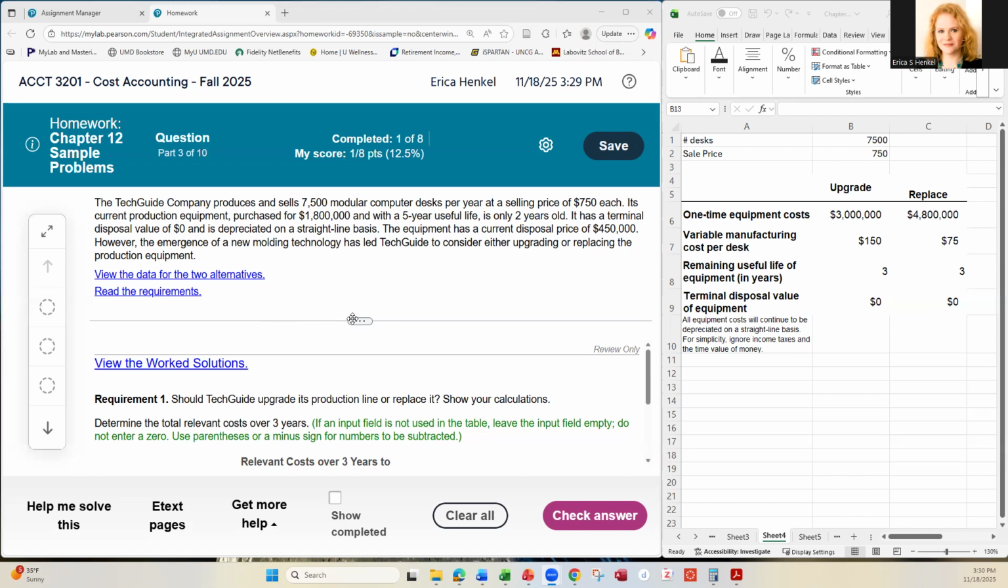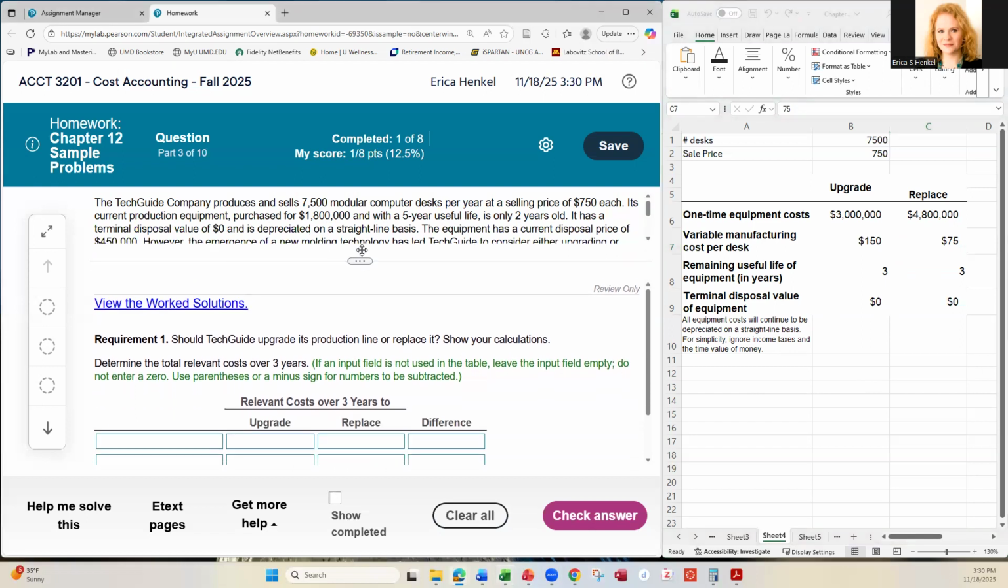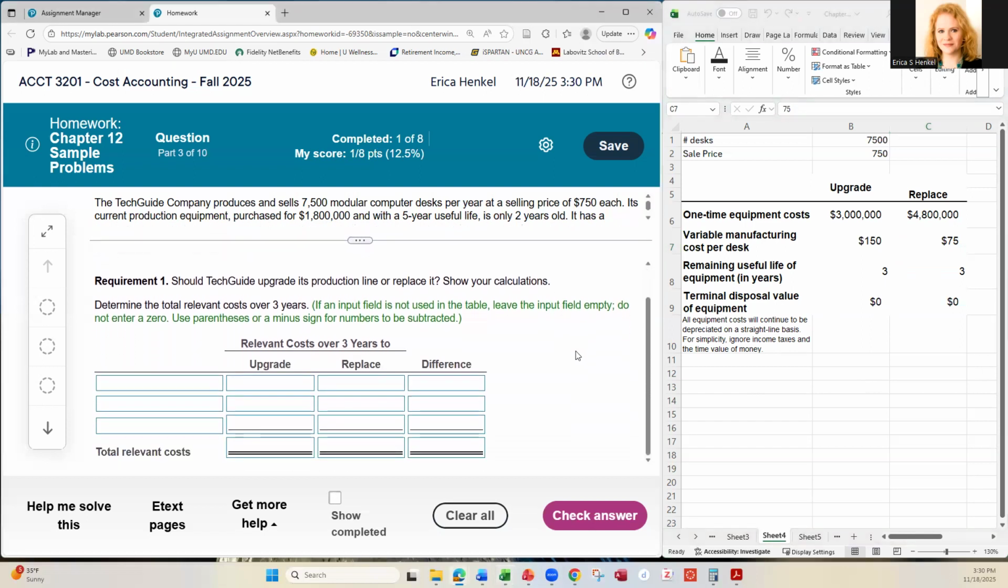And so we're looking at potentially upgrading this. Okay, so if we upgrade, we'll have one-time equipment costs versus replacing would be 4.8 million. We have a variable manufacturing cost per desk with upgraded versus replaced. And the remaining useful life either way is 3 years with a terminal disposal value. Okay, so we want to consider whether we should upgrade or replace and what would be the difference.